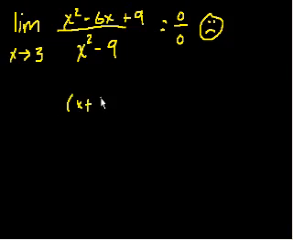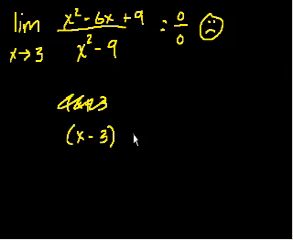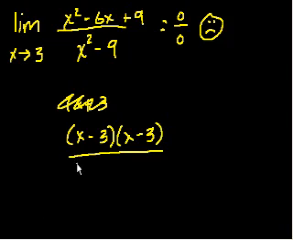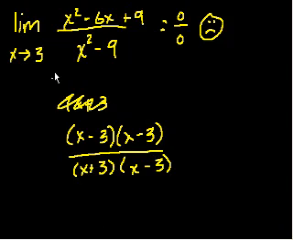So this is the same thing as, let's see, x plus 3. No, x minus 3. That's a minus. So let me scratch that. This is x minus 3. It actually looks like it's x minus 3 squared, but we're just going to write x minus 3 times x minus 3, which is, of course, x minus 3 squared. And then the denominator, you know how to factor these. This is x plus 3 times x minus 3.